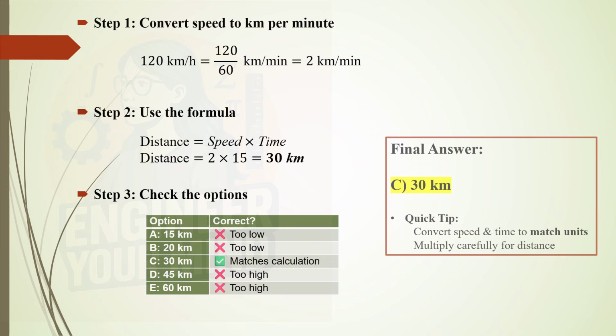Step 3, check the options. Option A, 15 kilometers, incorrect. Option B, 20 kilometers, incorrect. Option C, 30 kilometers, correct. Option D, 45 kilometers, incorrect. Option E, 60 kilometers, incorrect. Final answer, the car travels 30 kilometers, which is option C. Tip for students. When speed and time are in different units, always convert them to matching units before calculating distance.